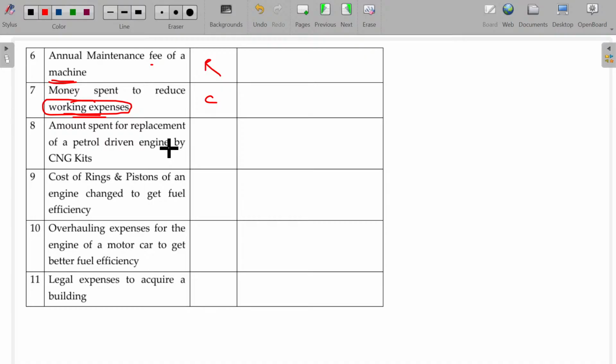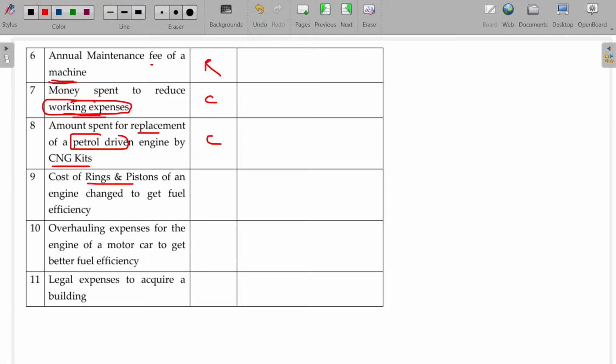Capital payment. Amount spent for replacement of petrol driven engine by CNG kits with LPG. What's that? Before CNG, a petrol driven vehicle may be costlier per kilometer driven. By using the CNG kit, cost per kilometer driven will be cheaper. So you have long term benefit. Then this cost will be considered as capital, right?